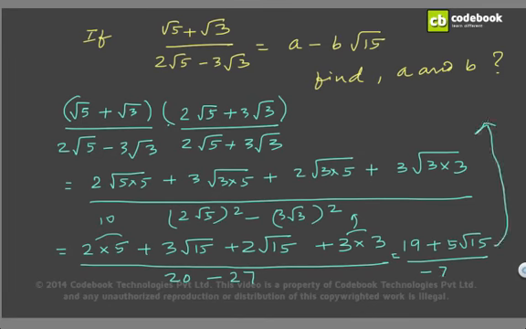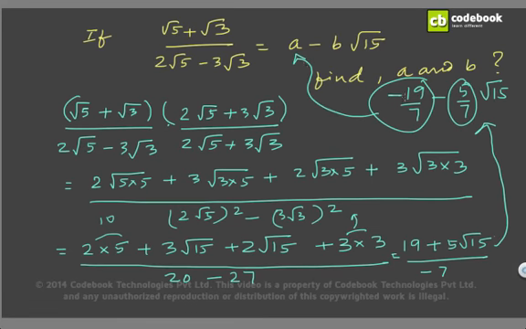So this is nothing but minus 19 by 7 minus 5 by 7 root 15. So this is your a and this is your b. So your a is minus 19 by 7 and your b is 5 by 7. This brings us to the end of this lesson. In the next lesson, we will learn about the properties of exponents of real numbers.